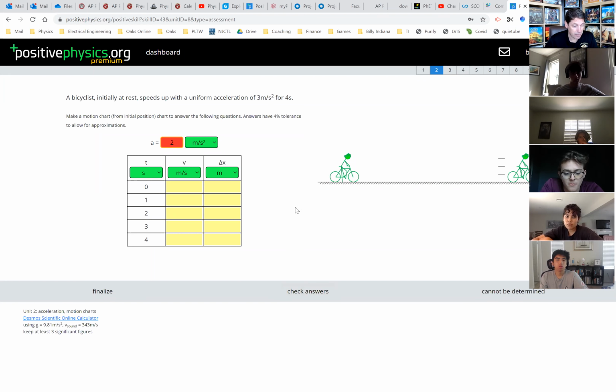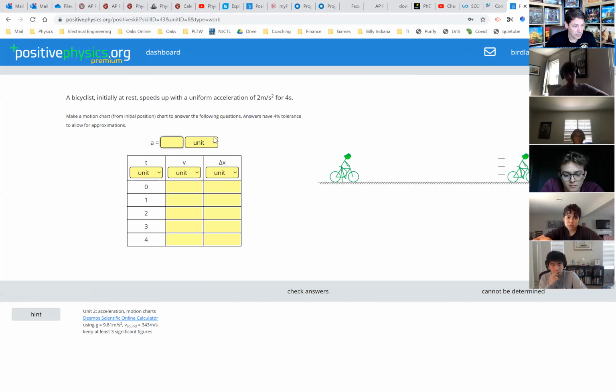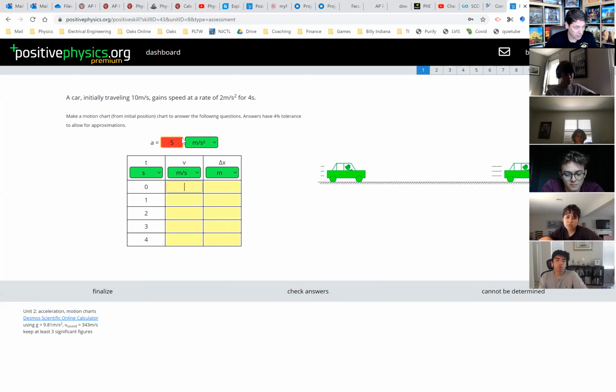Now let's say though that I'm a little confused. I got this wrong, so I want to go back to the work section and look this up. So I go back to the work section, find that question, practice it here, get it figured out, go back to the assessment, and then finish it. And you can see the work that I checked is all saved.